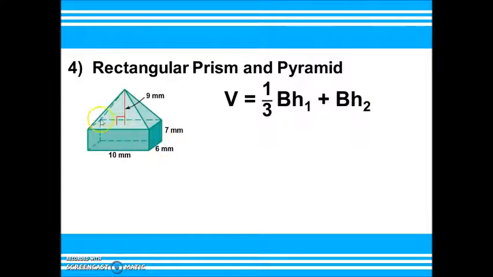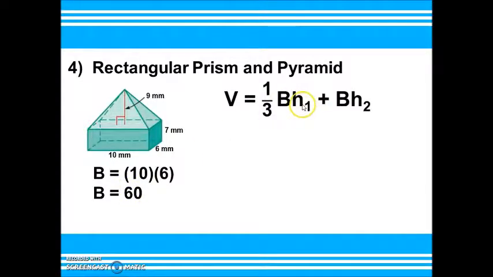Okay, so what we should notice though is that the base of your pyramid is actually the same as the base of the rectangular prism. So we can just do that calculation one time and then plug it into both spots. So for that rectangle that's either on the bottom of the pyramid or the bottom of the prism, what would that area be? Okay, I'm hoping that you did 10 times 6 for a total of 60 for the area of the base.